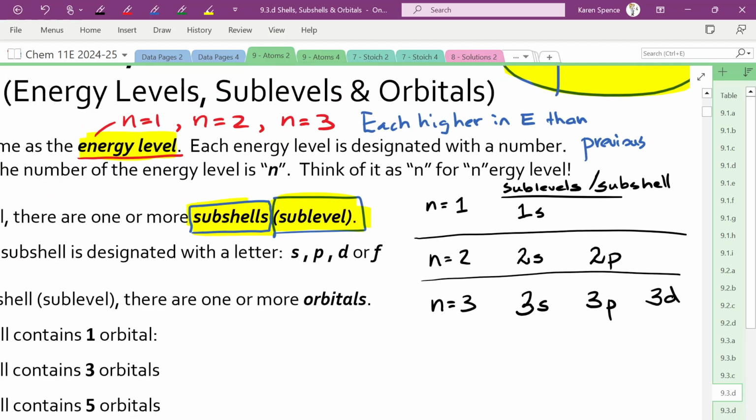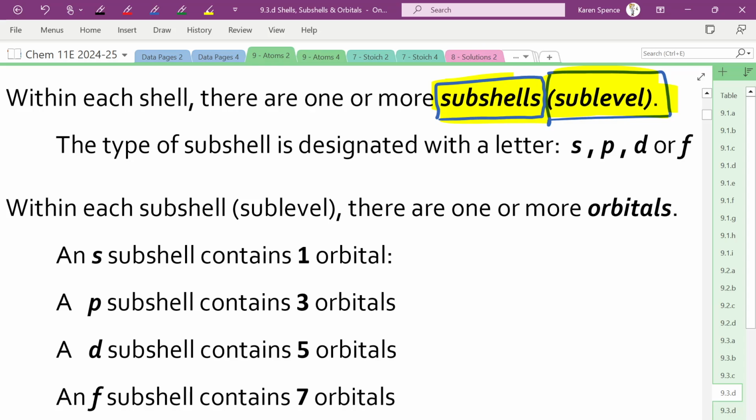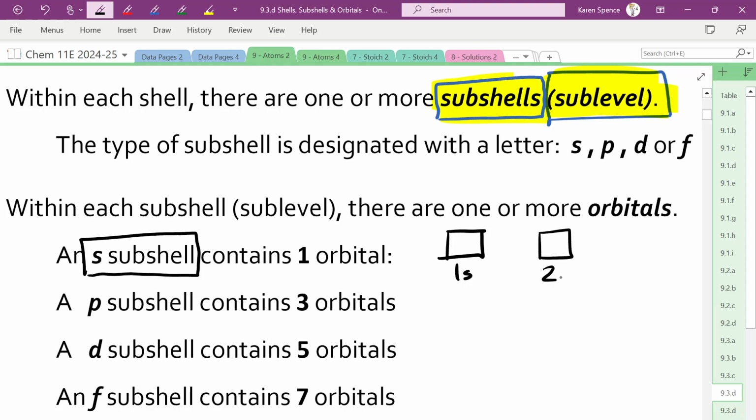So within each sublevel, within the 1s sublevel, we have one or more orbitals. So in that level 1, how many rooms did we have? Just the 1. So if we are in an S subshell, there is only 1 orbital, okay? So we might have a 1s, we might have a 2s. That's our 1s subshell, that's our 2s subshell, just with the 1 orbital, the box representing the orbital.